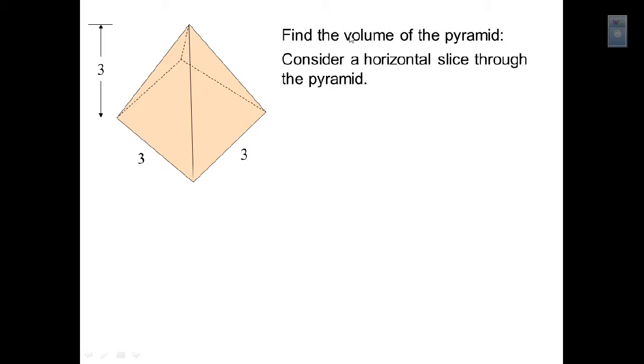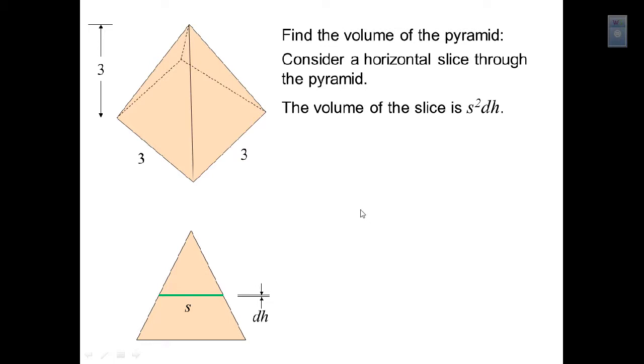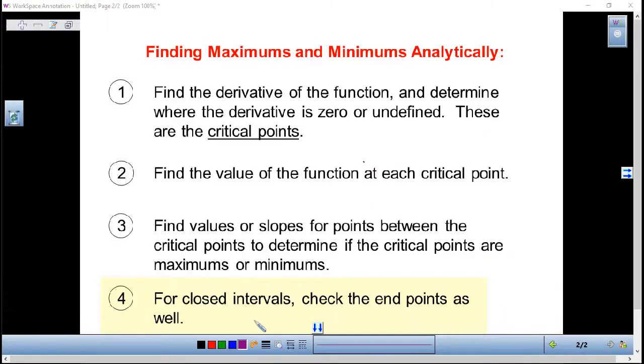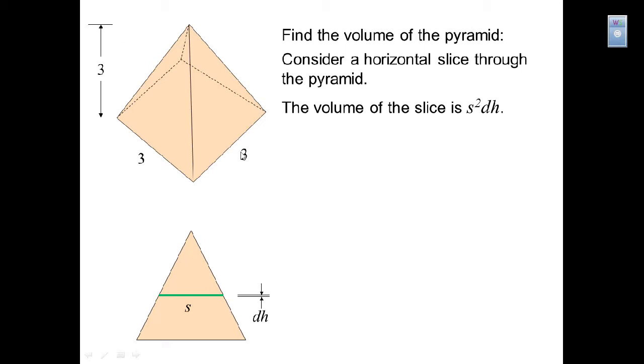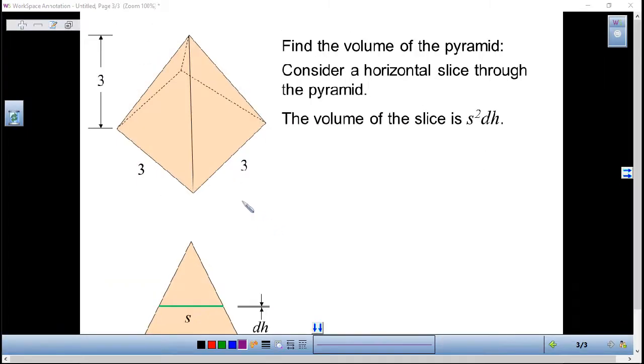Alright, so if we were to find the volume of the pyramid, we want to consider a horizontal slice through the pyramid. So if we cut right through there, the volume of the slice would be S squared dH, where S is the width of the side. Remember, any cross section where we're cutting through this, since the base is a square, that slice would also be a square.